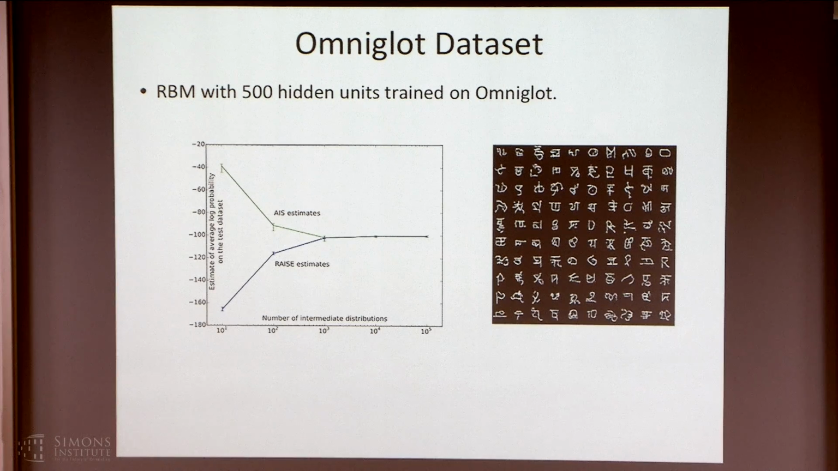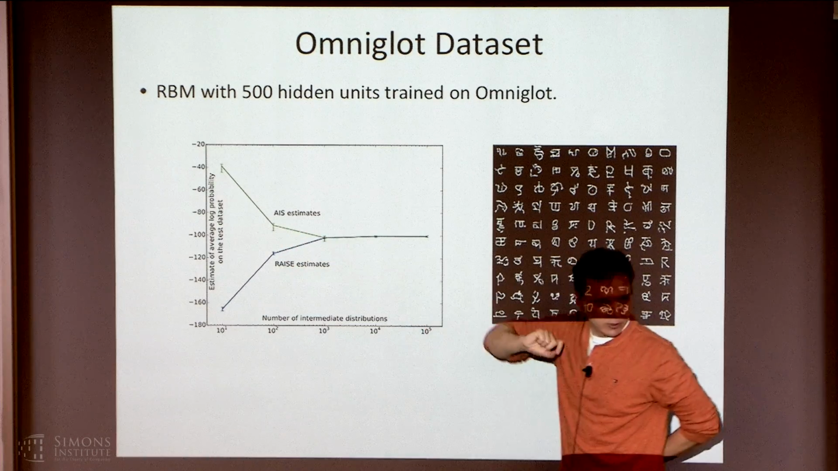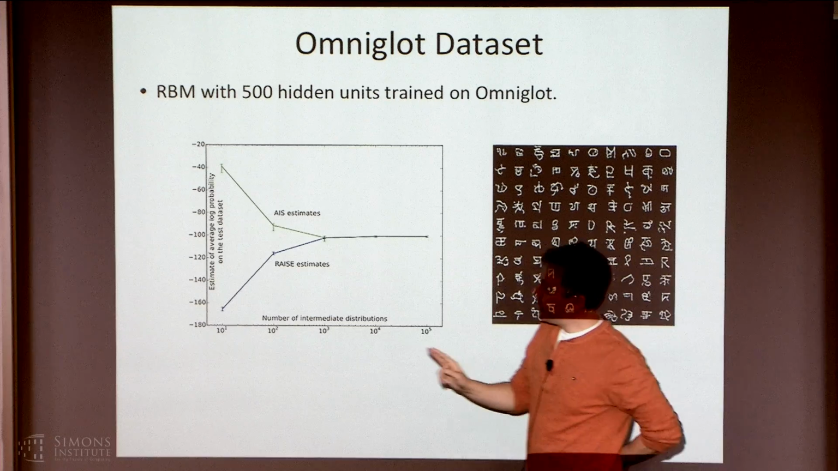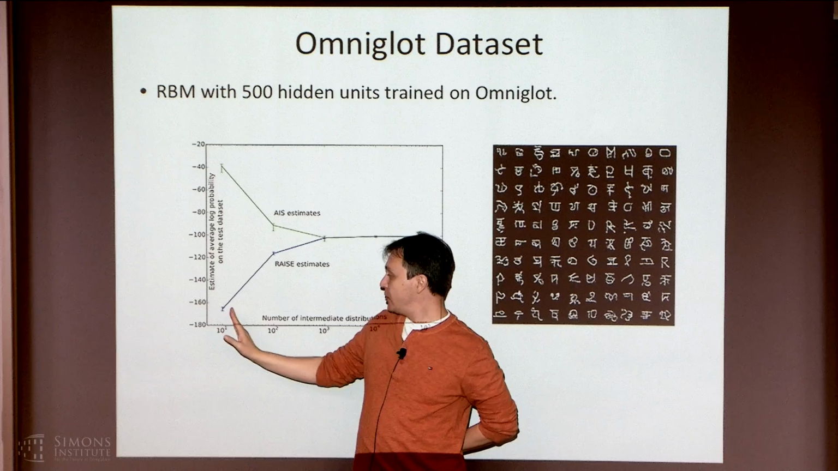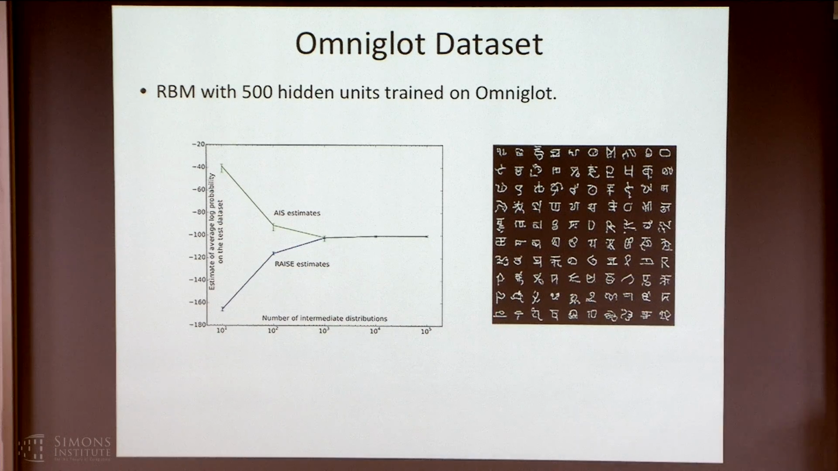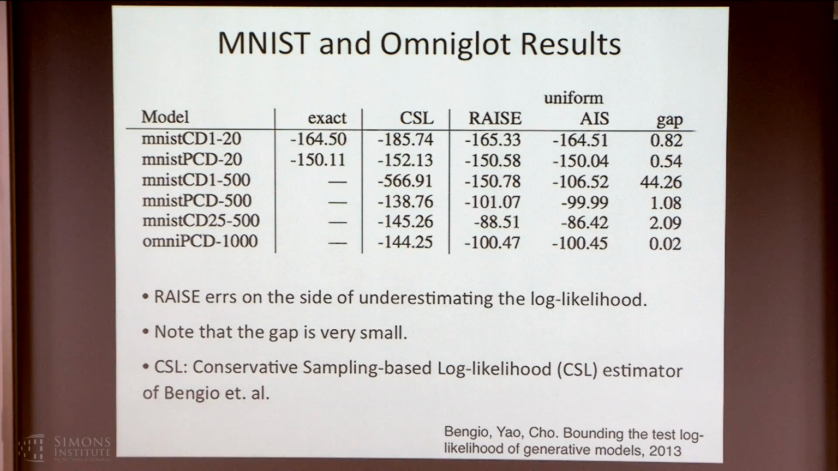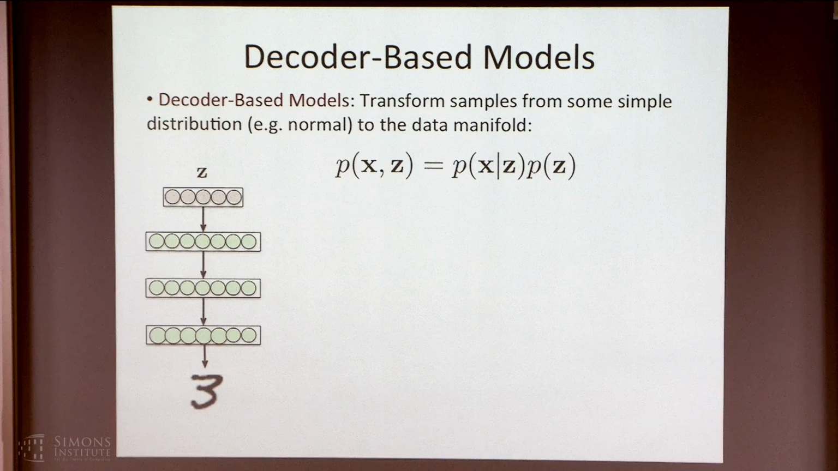Okay. There are sort of these error bars. There should be some error bars here. So that's exactly when you're running it multiple times. But here, for example, you do see that if you use a small number of intermediate distributions, you can get a very unreliable estimate. And this is the same thing for a lot of different classes of models.